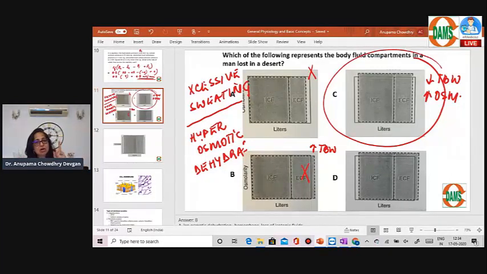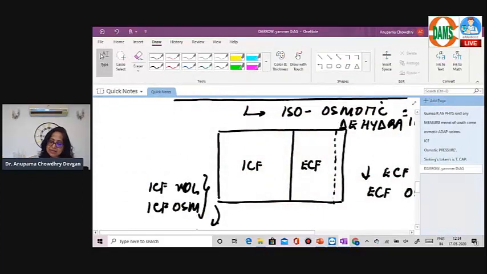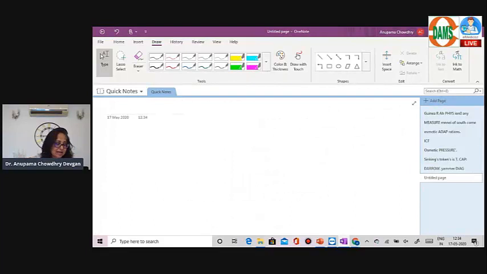Remember, loss of hypotonic fluids will produce hyperosmotic dehydration, like in this question. Loss of hypertonic fluids will produce a hypoosmotic dehydration. Okay? Good. This is as far as the Darrow-Yannet diagram is concerned. Okay, let's go on to the next section of this chapter. Next is cell membrane and transport across the cell membrane.